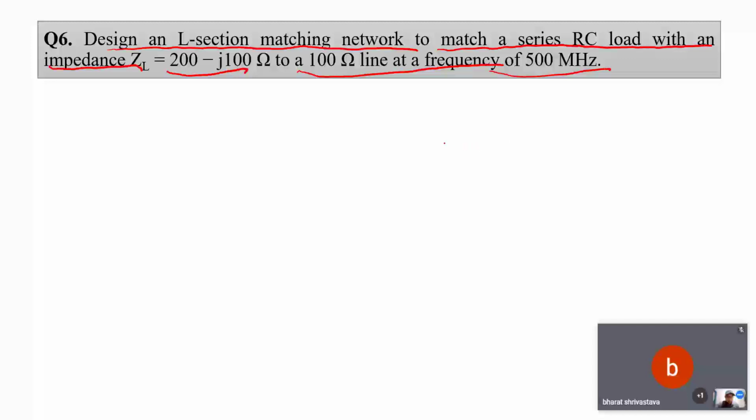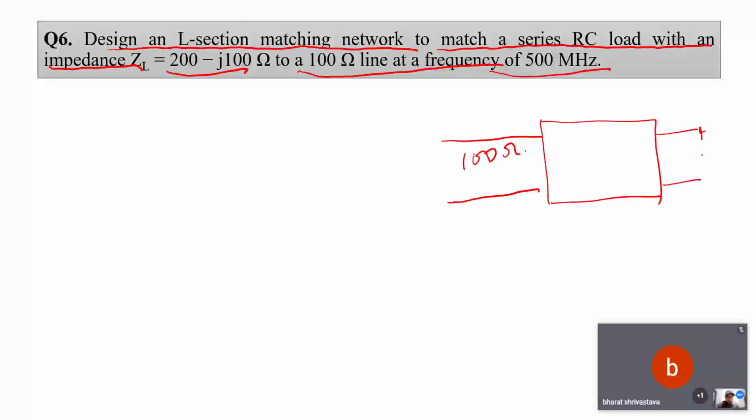So suppose this is the line having characteristic impedance of 100 ohm, and here is my load. Here we have to insert one L section matching network so as to match the load impedance, which is 200 minus j100 ohm, with a 100 ohm transmission line.